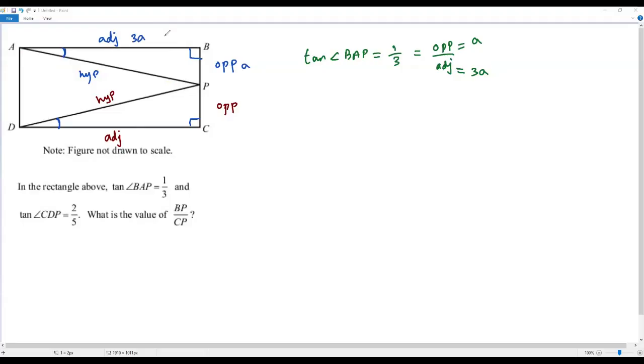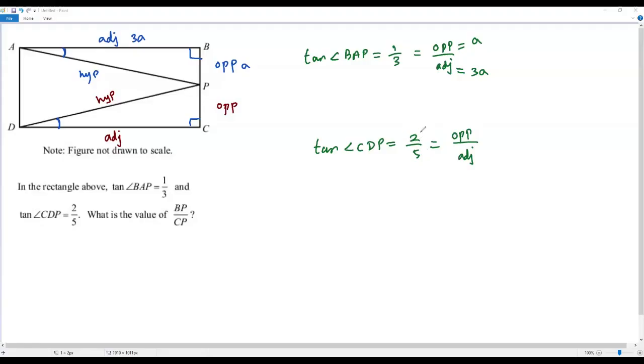Okay, now let me do the same thing for this triangle as well. Let me consider tangent of angle CDP, which is equal to 2 over 5. So the same formula according to SOH CAH TOA, that is opposite over adjacent. In this one, the number corresponding to the opposite side is 2. The number corresponding to the adjacent side is 5.